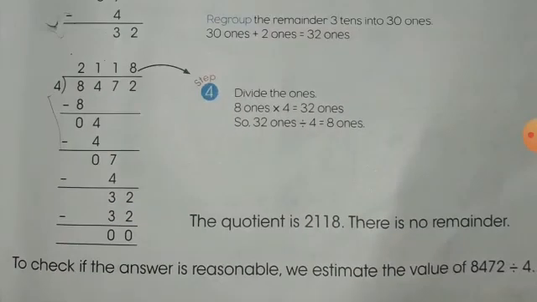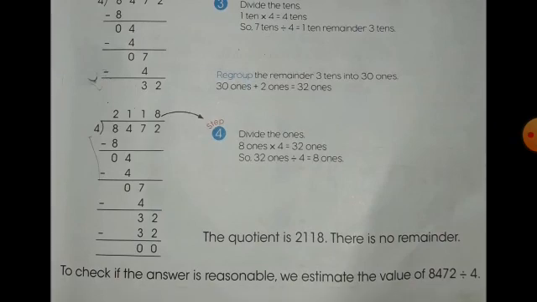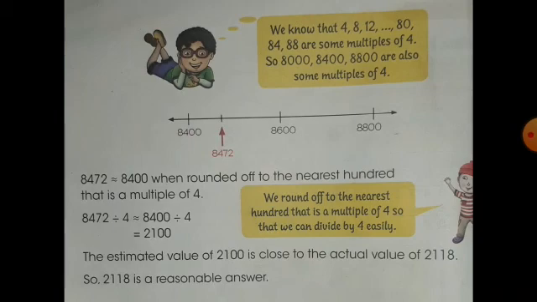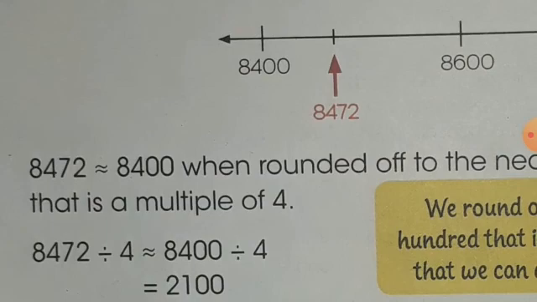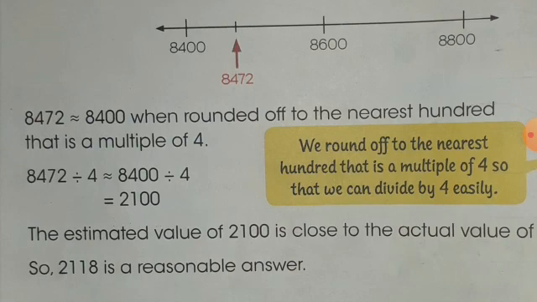Now, to check if the answer is reasonable, we estimate the value of 8472 divided by 4. On the next page, we will round off 8472 to the nearest 100. That is, to multiply by 4 easily, as 400 is a multiple of 4. Then we will divide mentally as we have learned before.